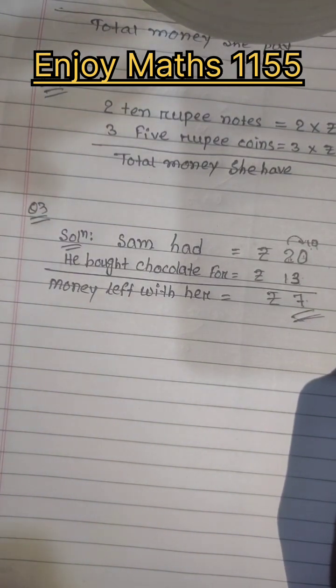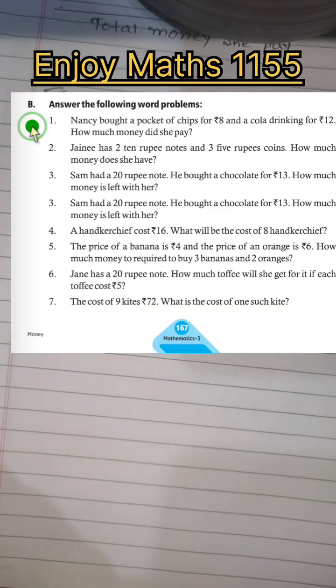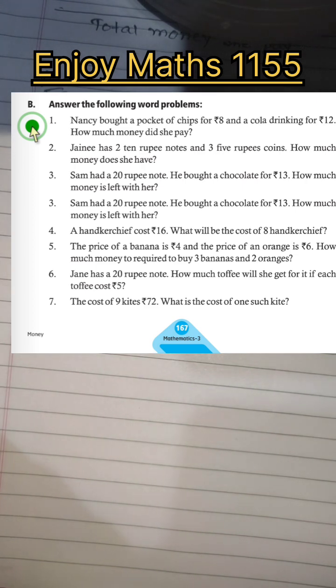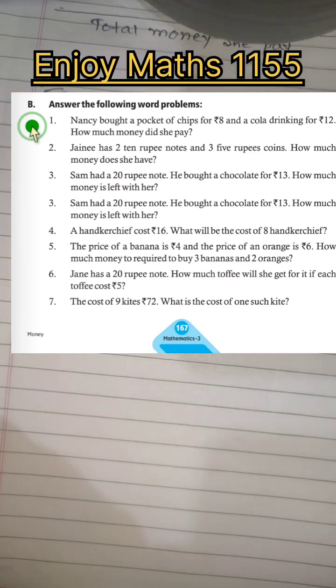Now come to question number 4. Here see, question number 4 has given a handkerchief costs how many rupees? 16 rupees. What will be the cost of 8 handkerchiefs? That means the question said the cost of one handkerchief is 16 rupees. We have to find the cost of 8 handkerchiefs.